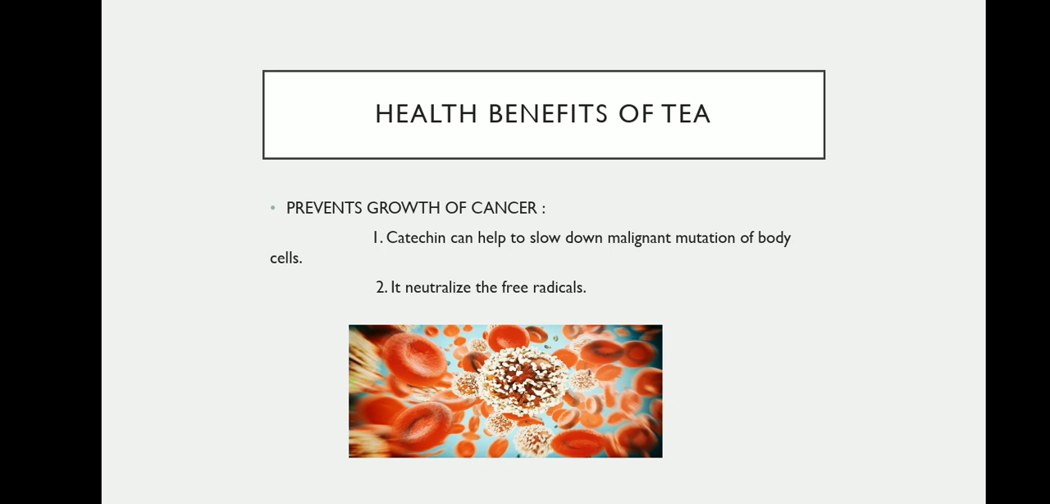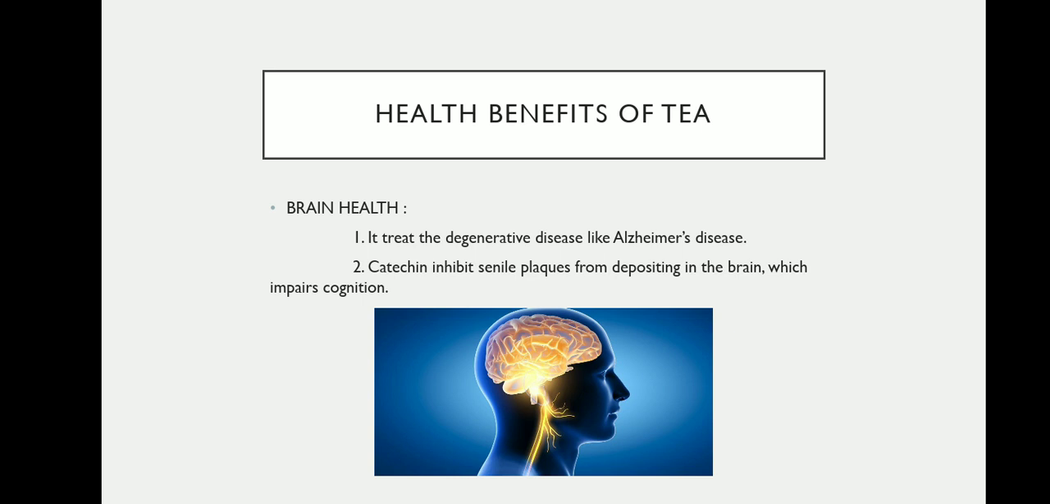Then it prevents the growth of cancer, as catechin can help to slow down malignant mutation in the body. It neutralizes free radicals. Brain health. It helps treat degenerative diseases like Alzheimer's disease. The compound present in tea, catechin, inhibits senile plaques from depositing in the brain, which impairs cognition.